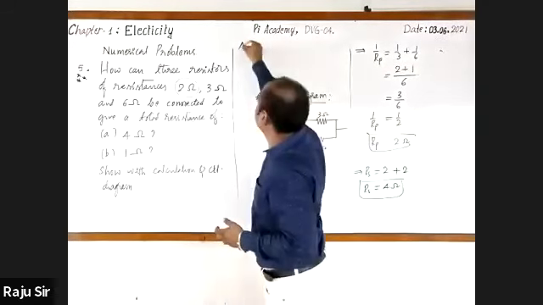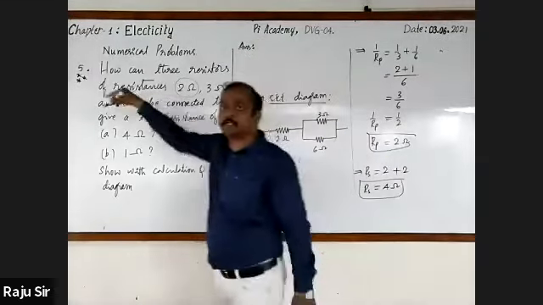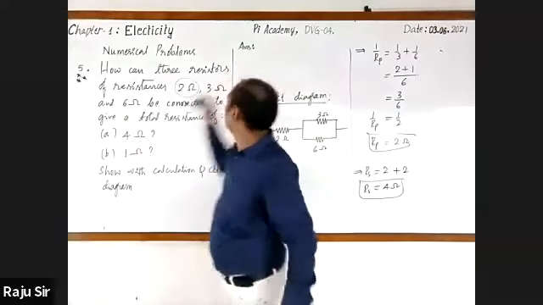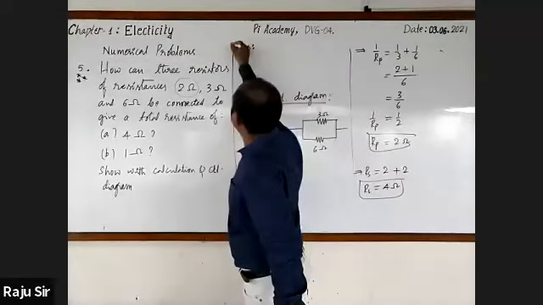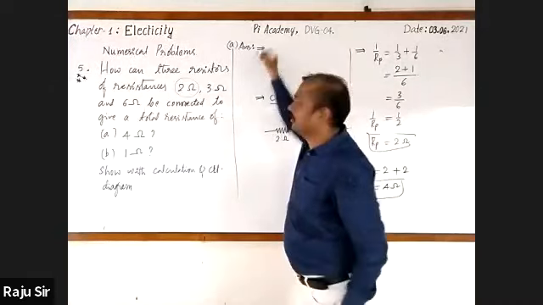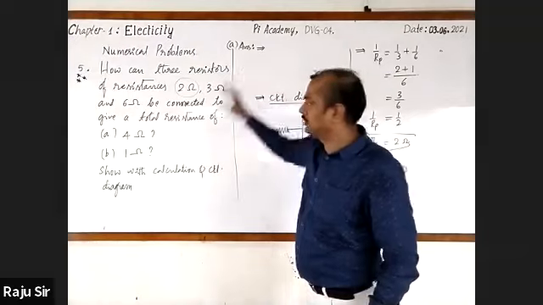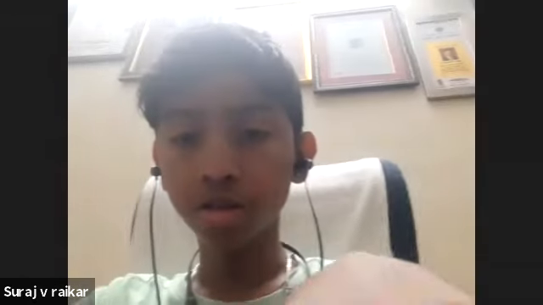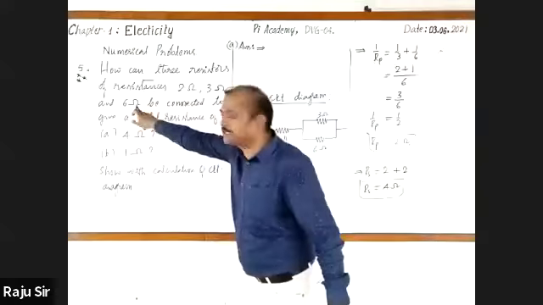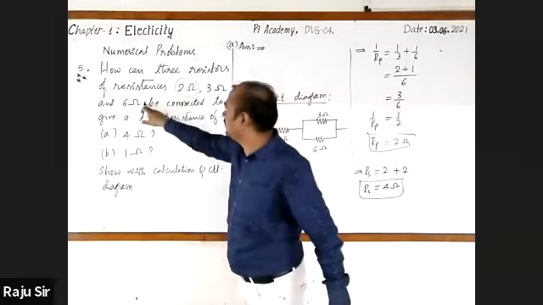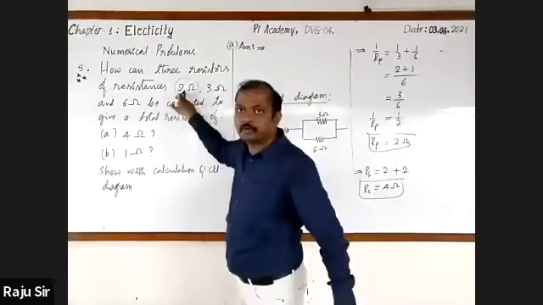First, let's go for writing the answer. Because the question is, how these are to be connected to obtain this 4 ohm? It is A with respect to the right answer. 3 ohm and 6 ohm should be connected in parallel. Then this combination should be connected in series with 2 ohm. Clear?